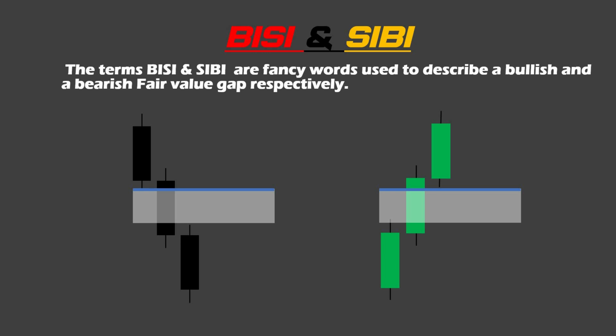In today's video, we're going to be taking a look at what is a BC and a CB. The terms BC and CB are just fancy words used to describe a bullish and a bearish fair value gap respectively. In the following, you can see that we have some fair value gaps that are shown here.